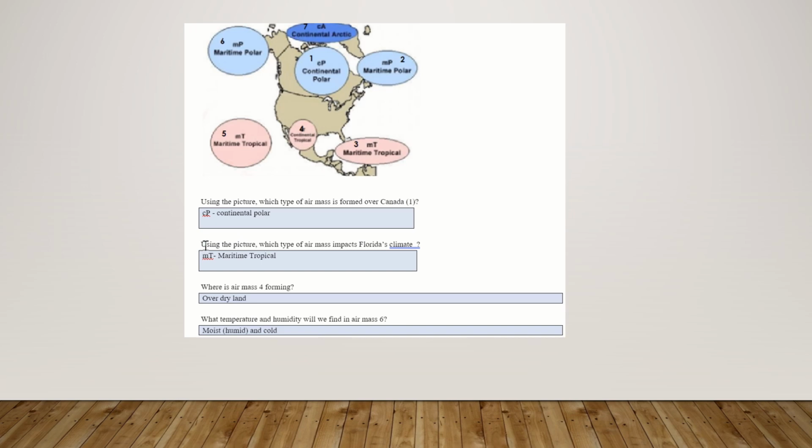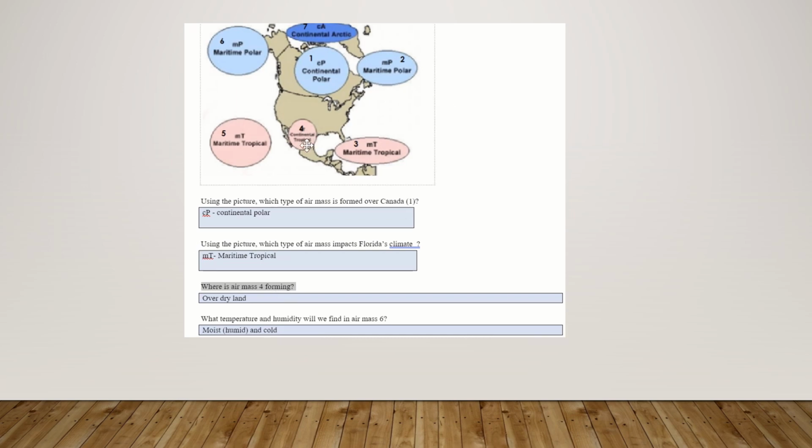Okay, let's again use the picture. Which type of air mass would most impact Florida's climate? So we know Florida is down here at the bottom. Okay, it's surrounded by water, so we know that's going to be maritime. Okay, if we weren't sure what the latitude was, we can look again at the color. This is pink, so it's maritime tropical. All right, now let's look at air mass 4. It says, where is it forming?